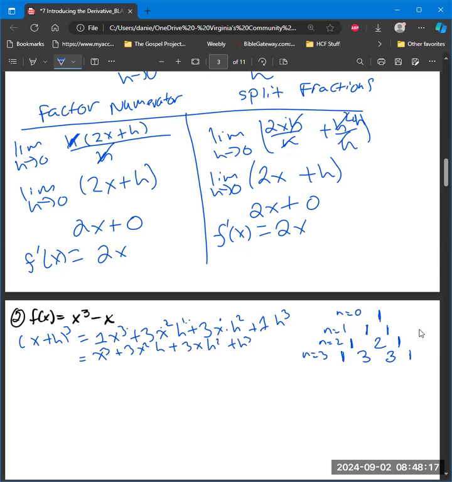If you need to go to higher powers than this, you can continue Pascal's triangle by putting ones on the outside, then adding 1 plus 3 is 4, 3 plus 3 is 6, 3 plus 1 is 4, and just put those sums in between the numbers. 1 plus 4 is 5, 4 plus 6 is 10, 6 plus 4 is 10, 4 plus 1 is 5, and so on, and this will stay symmetric right down the middle.